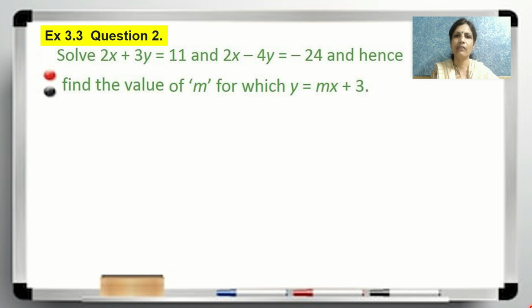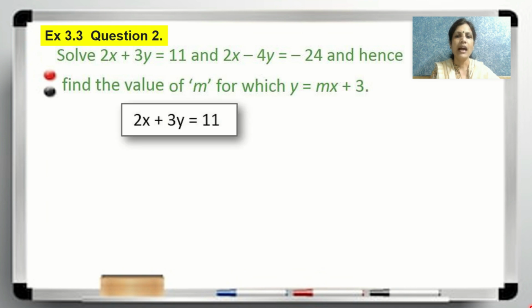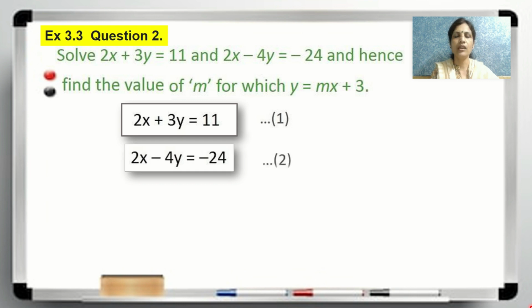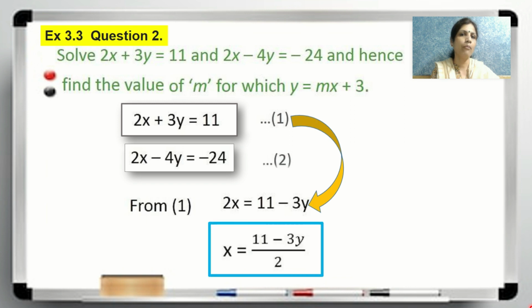This is what we will consider as equation number 1, that is 2x plus 3y is equal to 11, and 2x minus 4y is equal to minus 24, we will write this as equation 2. We will solve this sum by substitution method. So from equation number 1, we will substitute for the value of x. So we can write 2x is equal to 11 minus 3y, and therefore x is equal to (11 minus 3y) upon 2. So we got the value of x from equation 1.